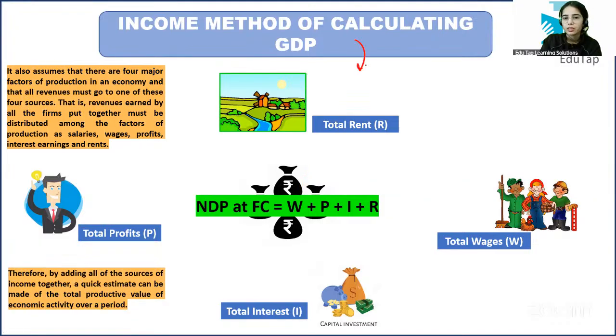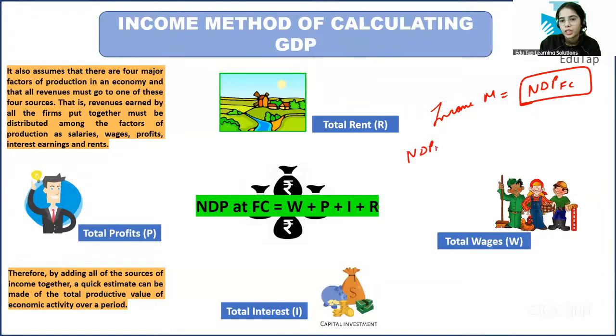So, the income method of calculating. See, through the income method, you first calculate NDP at FC. Through the income method, you are able to calculate the NDP at FC. NDP at FC includes the wages plus interest plus profit plus rent plus mixed income. So this is your NDP at FC.